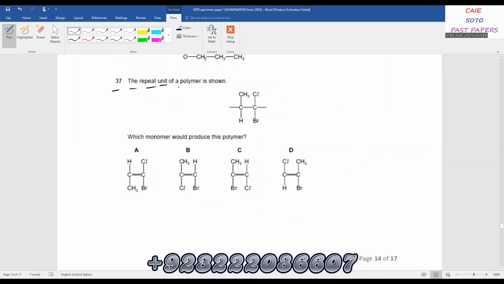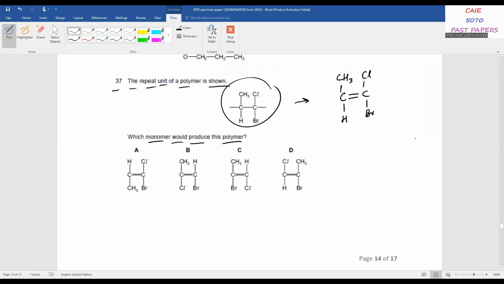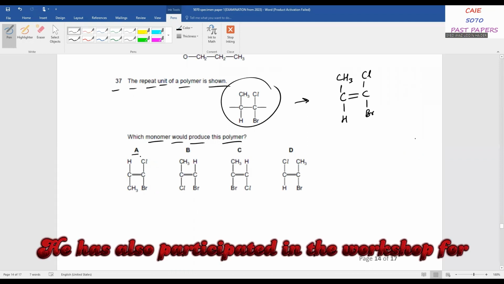37. The repeat unit of a polymer is shown. This is the polymer. Which monomer would produce this polymer? Now I'm going in the reverse direction to make the monomer of this polymer. Now we will look at the choices. Choice A matches with our answer. So I think A should be the right answer.